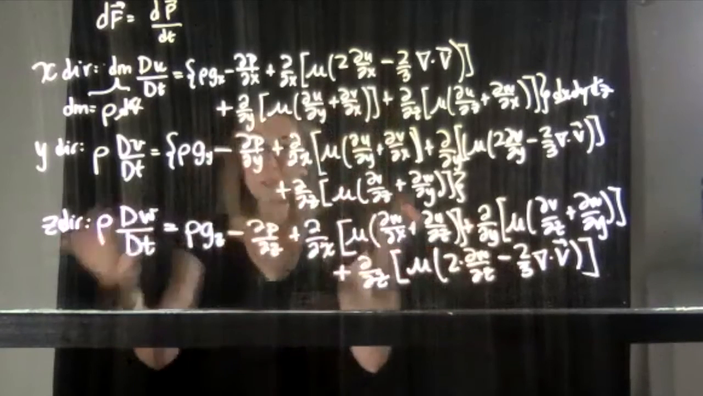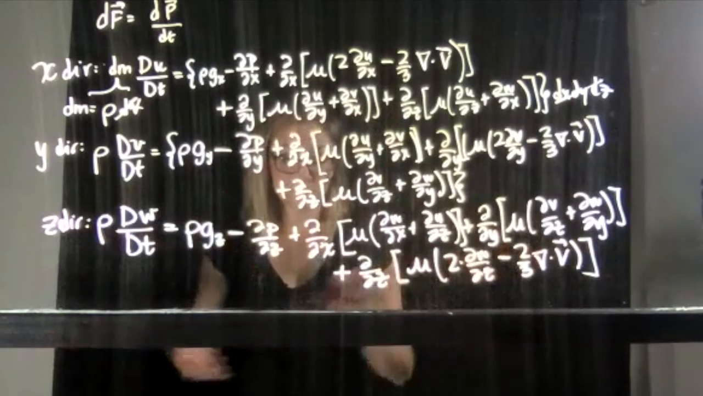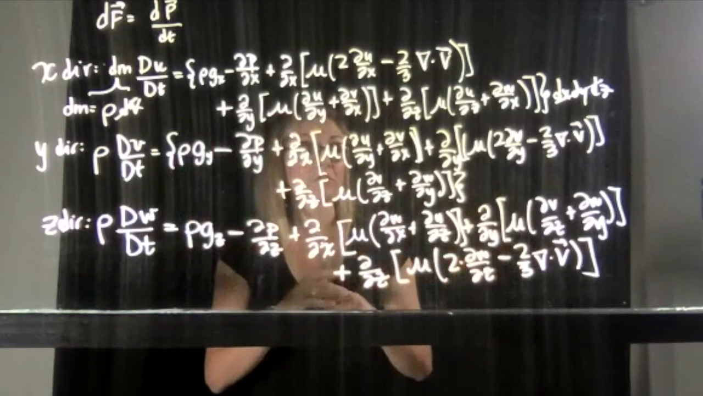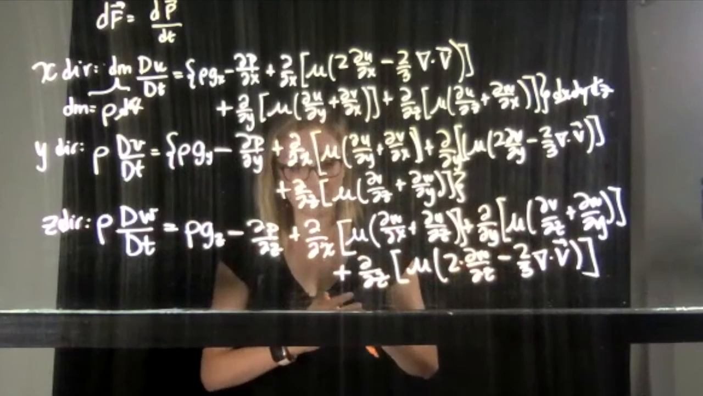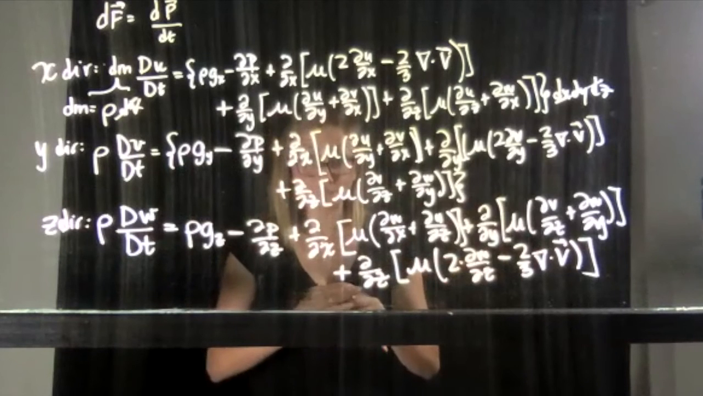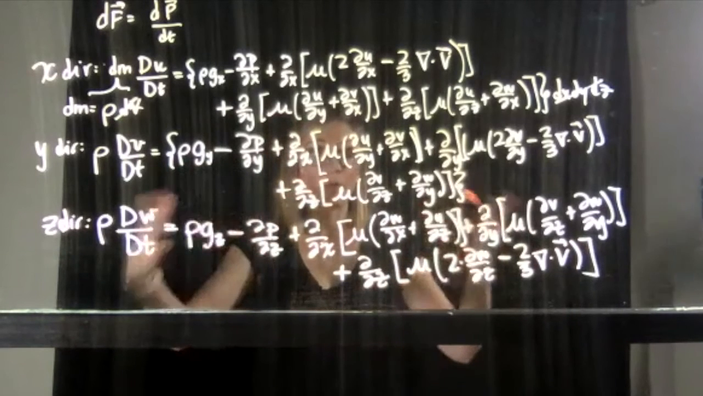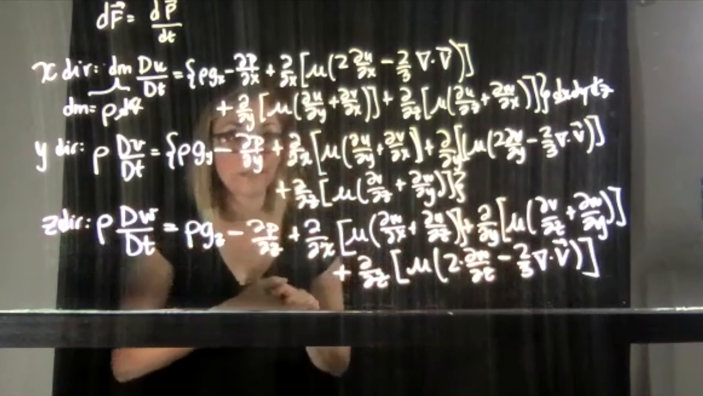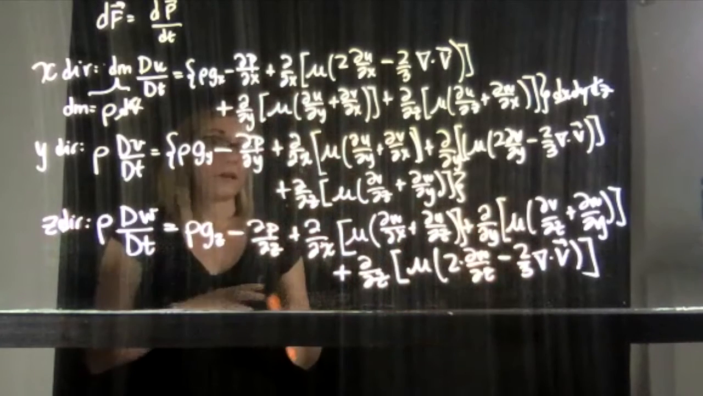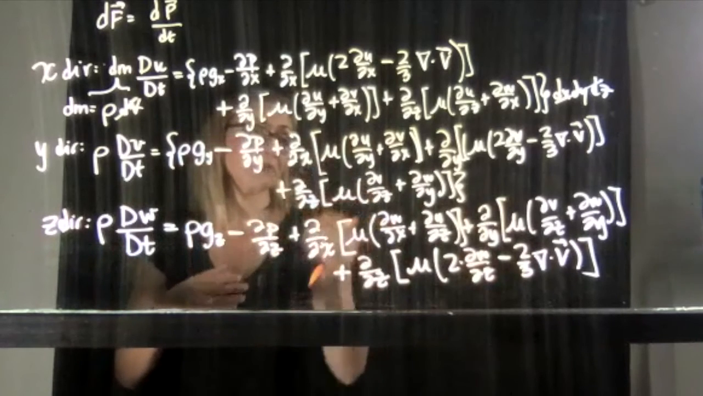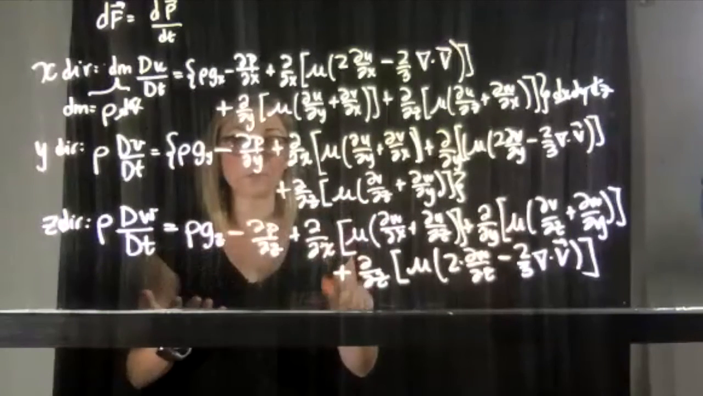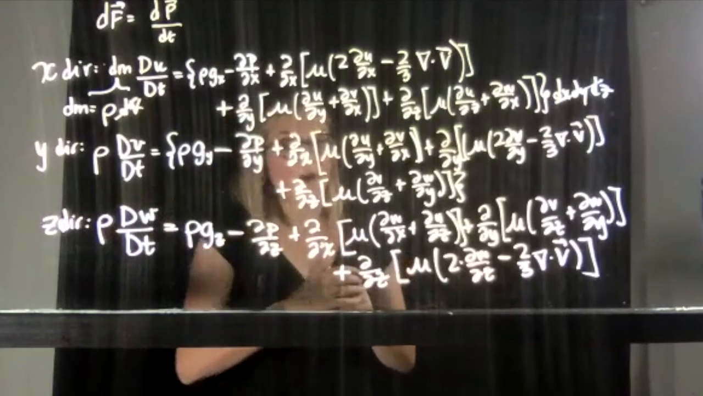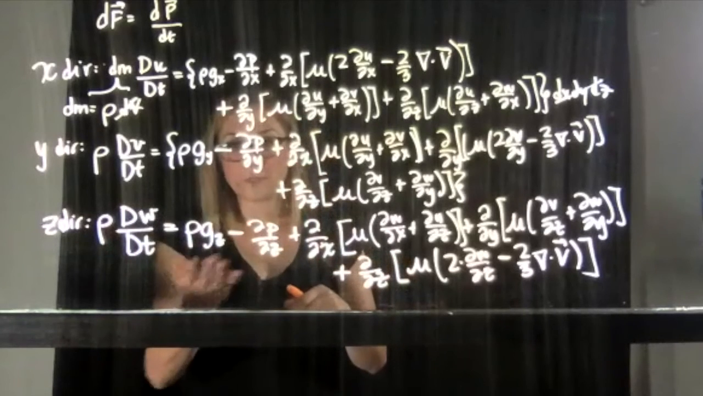Okay, and so these are what are called the Navier-Stokes equations. It's a differential representation of the conservation of momentum. And you can probably appreciate that these equations are pretty complicated, right? There's a lot going on here. There's partial derivatives with respect to all 3 directions. There's a derivative with respect to time. There's a forcing term here.